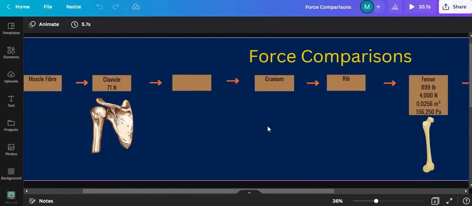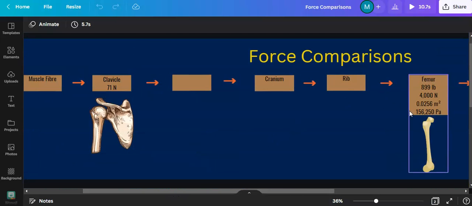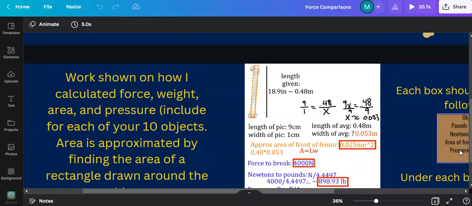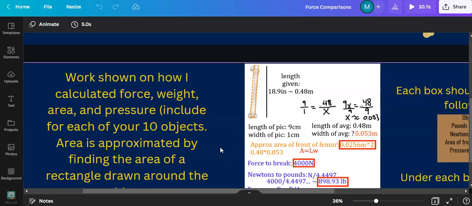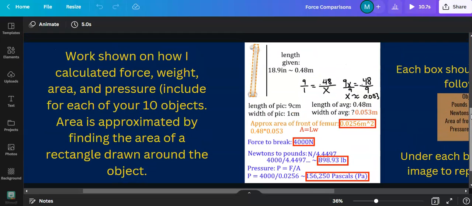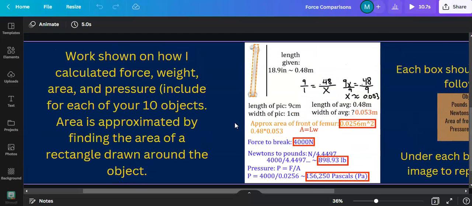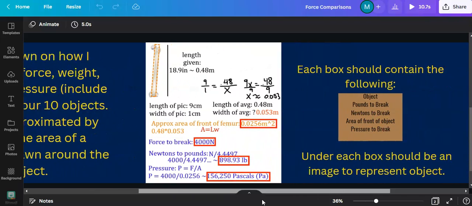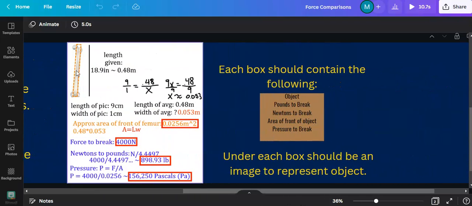So in addition to having your slide with all the force comparisons, the pictures, the information, the labels, you need to show some work on each of those 10 things. One of them is already done for you, the femur. And then you'll just do the work on 9 others. And also just draw that rectangle around your pictures. You want to use a ruler for this to help you with deciding the length and the width.